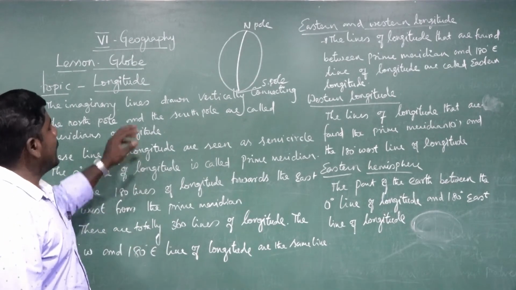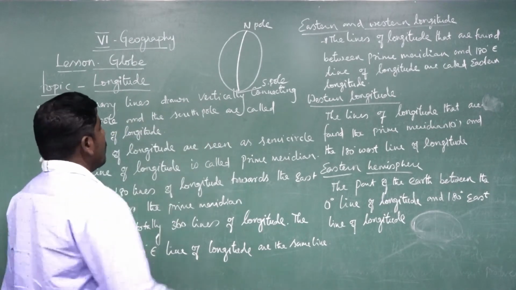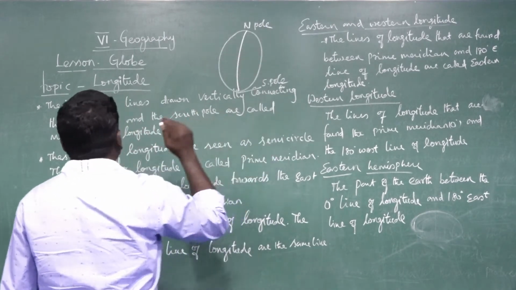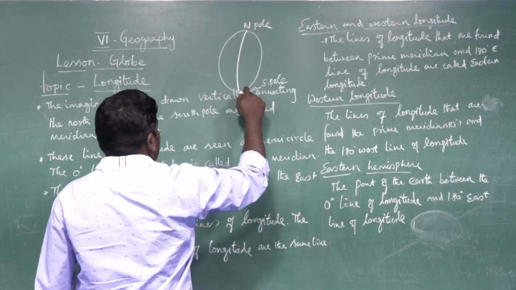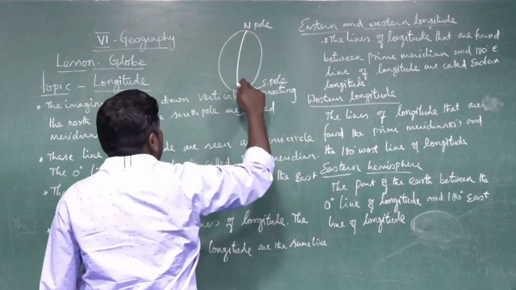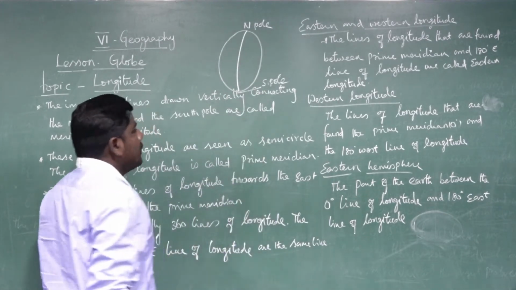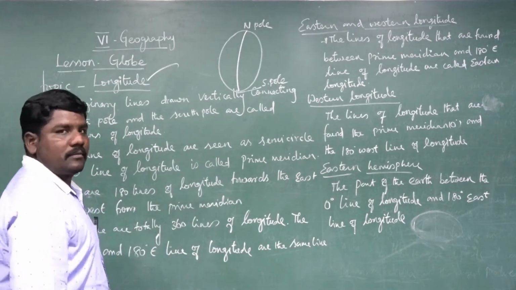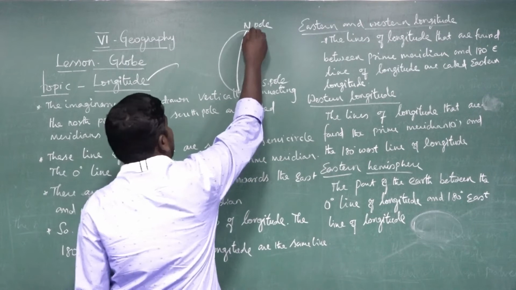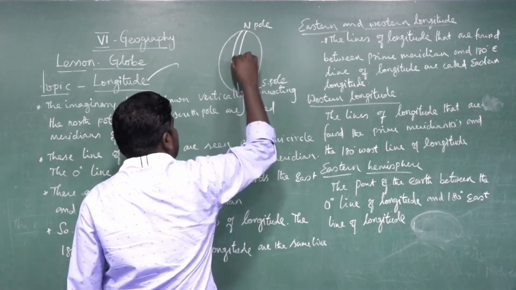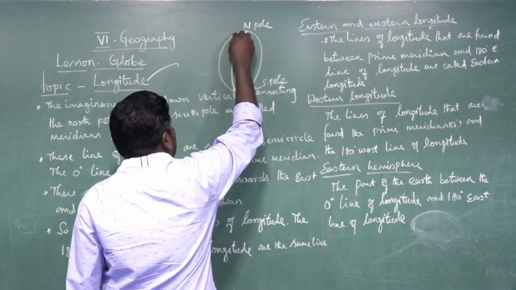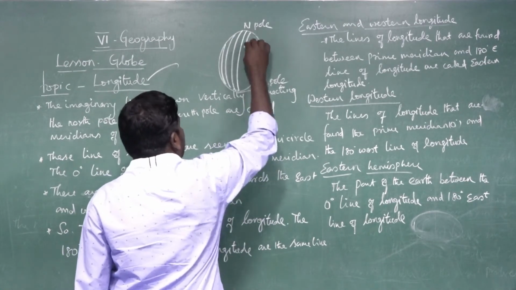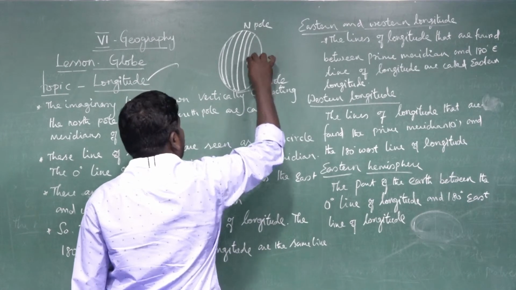The imaginary lines drawn vertically, connecting the North Pole and South Pole, are called longitudes. In the longitudes, some different lines are found vertically.